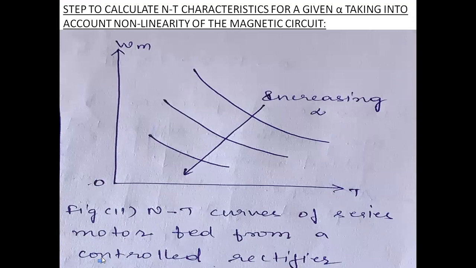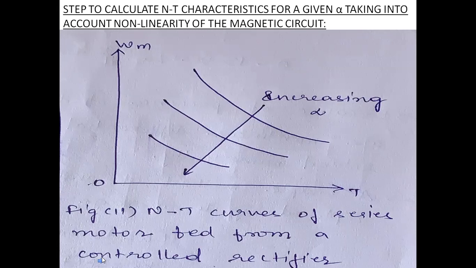Next, the value of KA corresponding to IA is obtained from the magnetization characteristics of the motor. So we have the magnetization characteristics of the motor, and from that we have to locate the corresponding value of KA with respect to IA. This is the second step. The first step is we choose IA, and the second step is we choose the corresponding value of KA.